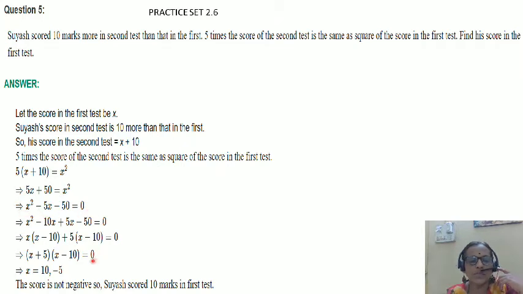Apply the factorization method. Split the middle term into two parts, that is minus 10x plus 5x, so that the sum is minus 5x and the product is the product of the first and last terms, that is minus 50x square. Group the terms, find the common factor. So you have x is equal to 10 or x is equal to minus 5. The score is not negative, so Suyash's score is 10 marks in the first test.